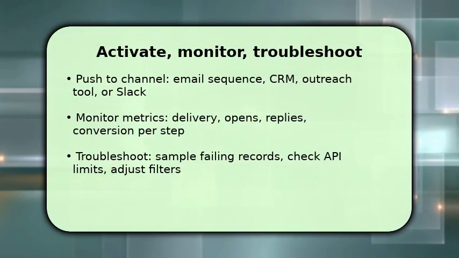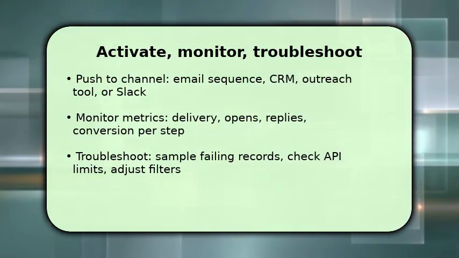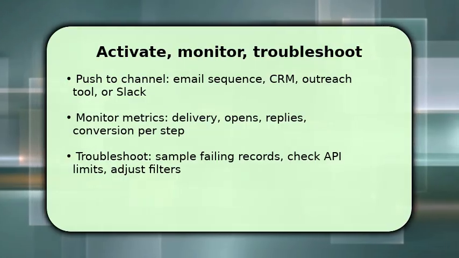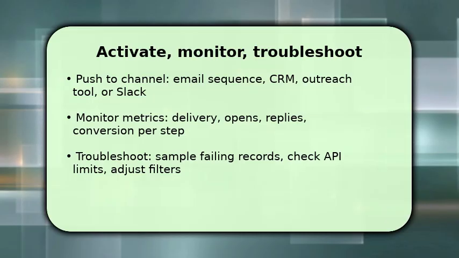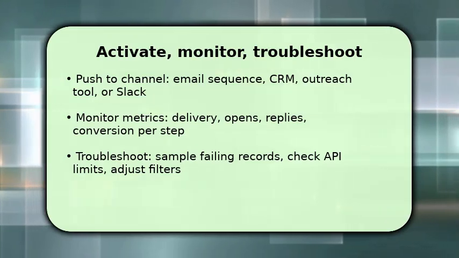Finish by activating the flow to your chosen channel, email sequences, CRM sync, or Slack alerts, and watch metrics closely. You should track delivery, open, and reply rates and conversions at each step so you can optimize.